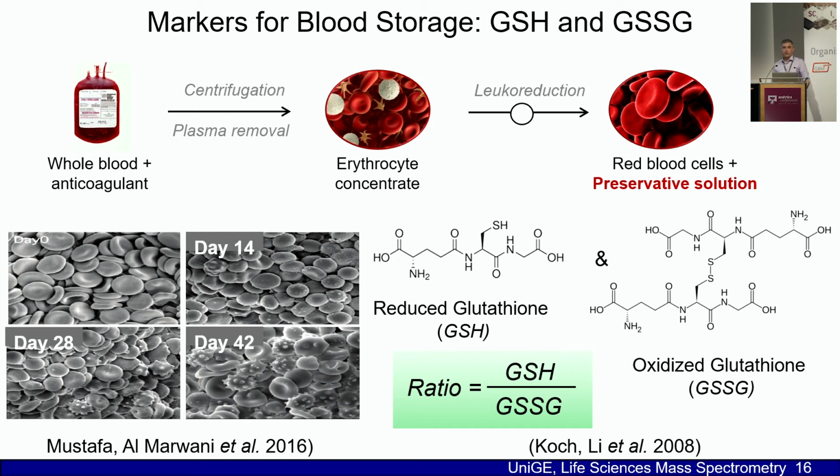So in applications where time matters, DMS can help because of this additional degree of separation. Here on top you see the standard procedure for blood storage. And this is what happens over time with the red blood cells due to oxidative stress. It changes the shape and then it gets bad. Glutathione is taken as a biomarker to assay the quality of the blood, in its reduced and oxidized form.